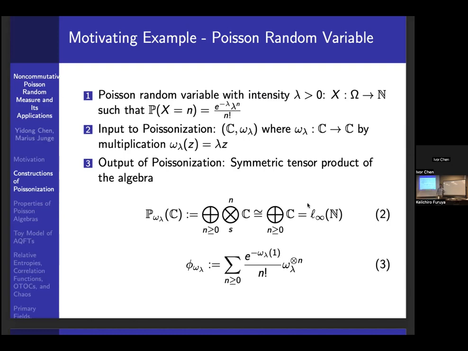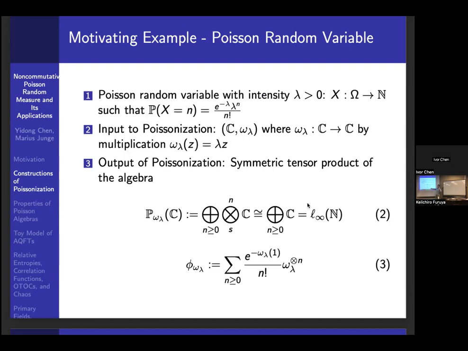But I don't really want to stress that point. But anyway, this still makes sense. Omega lambda tensor n. Each n's piece here is omega lambda tensor n, right? And then the sum just means that I need to tell you how it acts on each of the n's pieces. So that's what you get. That's the Poisson state.